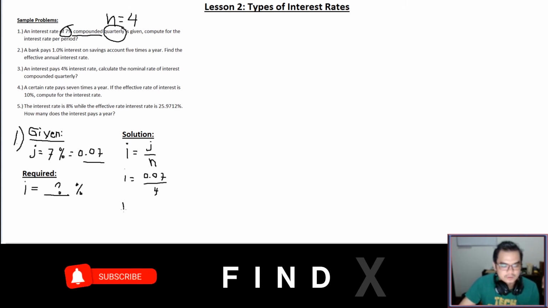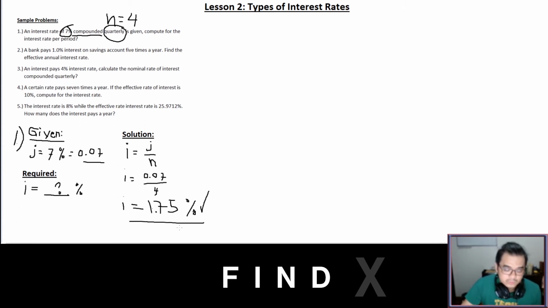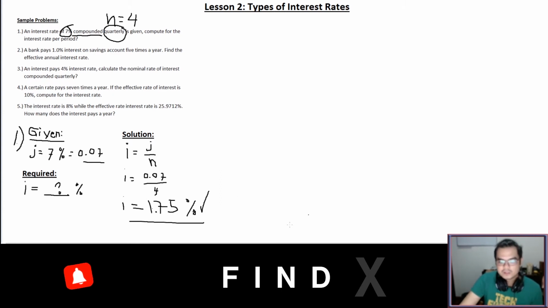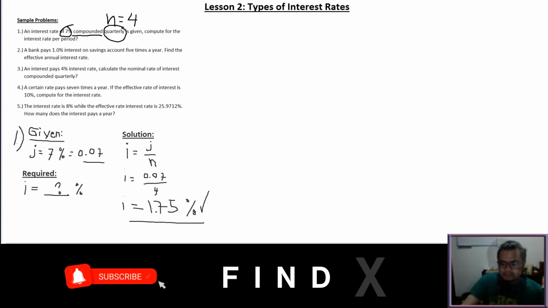I will be equal to 1.75, that is 1.75%. Okay. And then what will you actually get here? That is 0.0175. Then converting back to percent, just multiply it by 100 and you'll get 1.75%. Okay, let's go to the next problem.